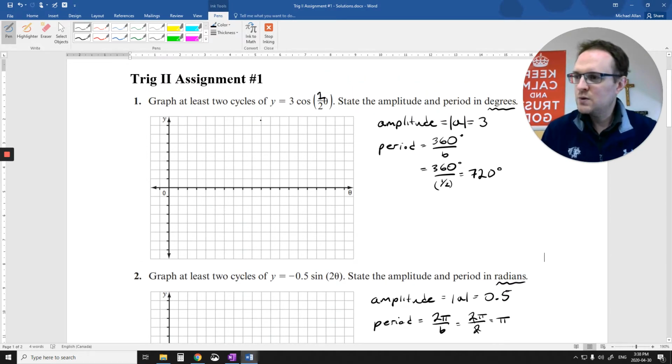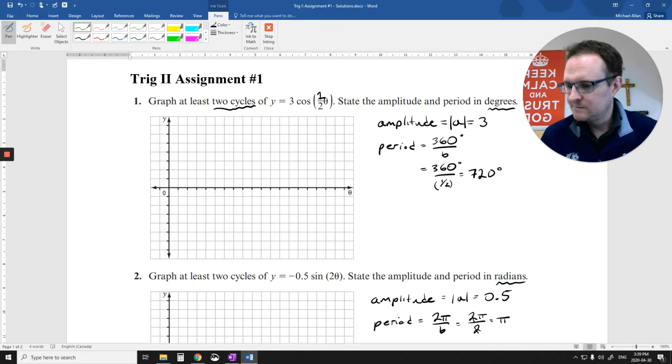I need to get 2 cycles. That means my x-axis has to reach at least 1440. So I got to figure out how I'm going to create a nice little scale here so I can actually read this nicely. This is at least 2. Maybe I can go a little bit more if I wanted to. Now it says 20 things going across there. If I divide it by 20, I get 72. Everything is 72.